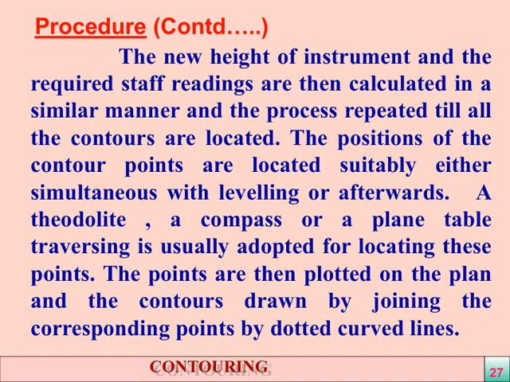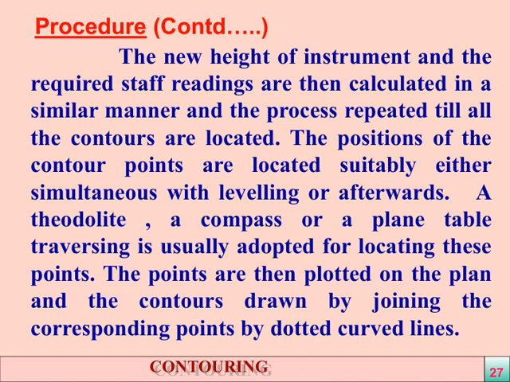Now, after we have our initial measurements, the new height of the instrument and the required staff readings are then calculated in a similar manner. This process is repeated systematically until all the contours are accurately located across the terrain. The positions of these contour points are determined either simultaneously with leveling or sometimes afterwards, depending on the specific method used. Typically, to locate these points, we use instruments such as a theodolite, a compass, or a plane table traversing. These tools help us precisely establish the position of each contour point on the ground.